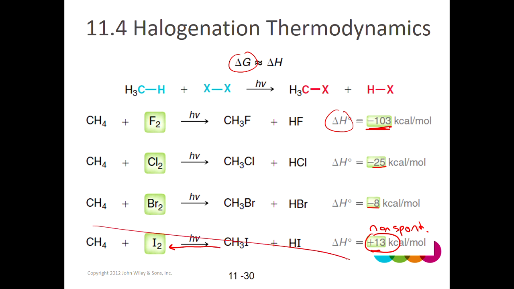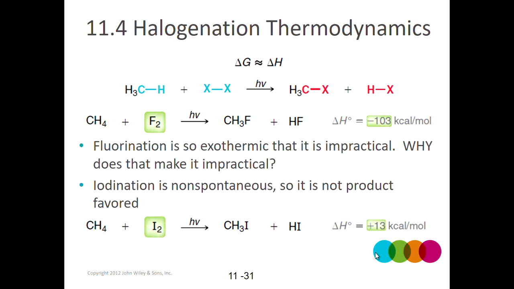So that means it's not very practical. I can't make mostly product if my reaction favors the reactants. In terms of the fluorination reaction, it's actually too exothermic. That makes it impractical. One, because it maybe releases more heat than can be controlled. But two, it's completely non-specific.